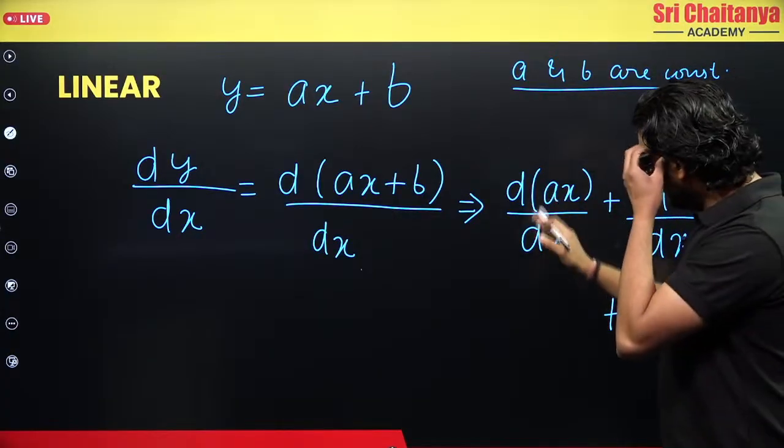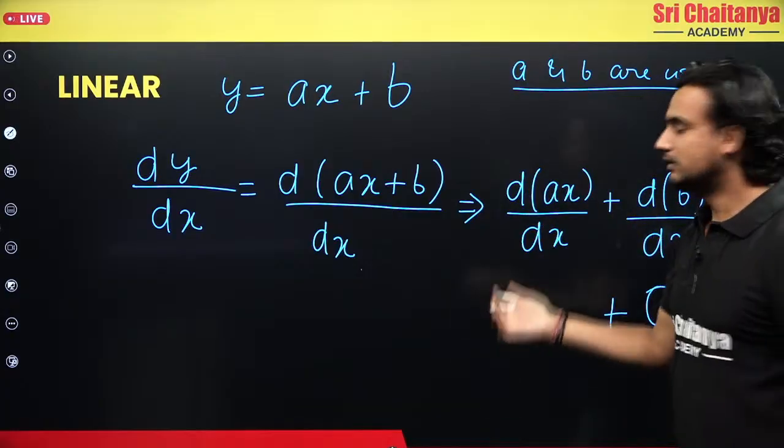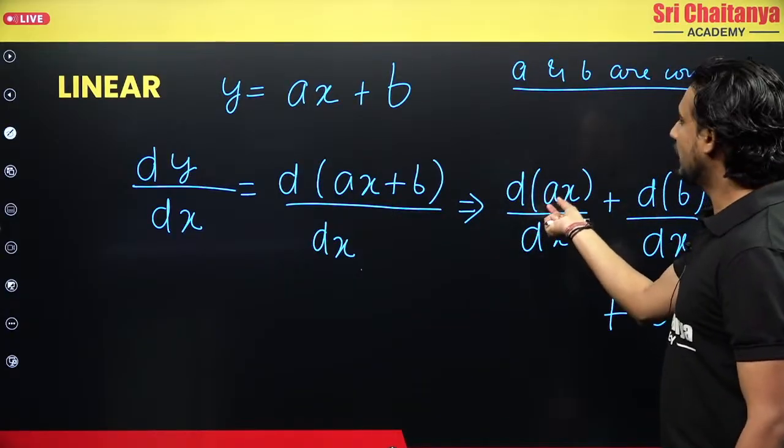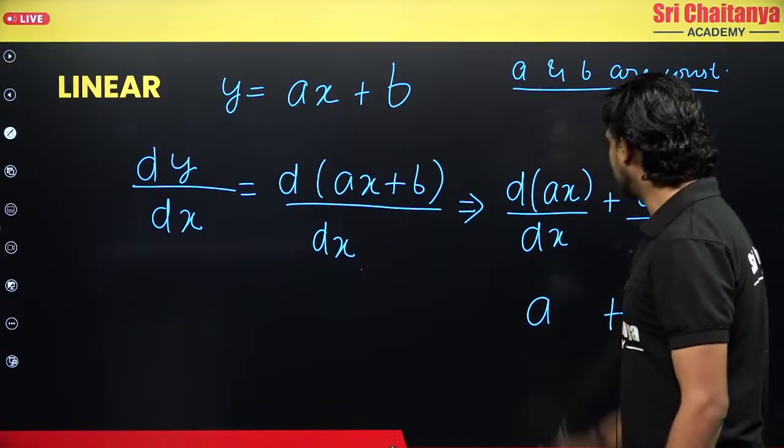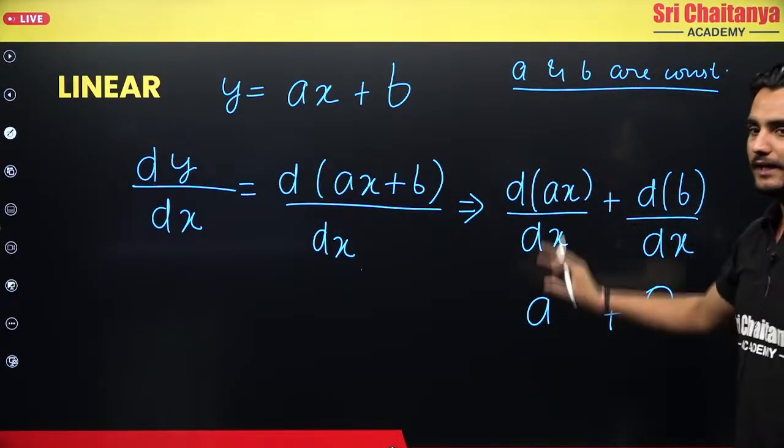Now when you have something like this, what can I say? Differentiation of a times x. This will become how much? a into x will become a. This x is removed here.